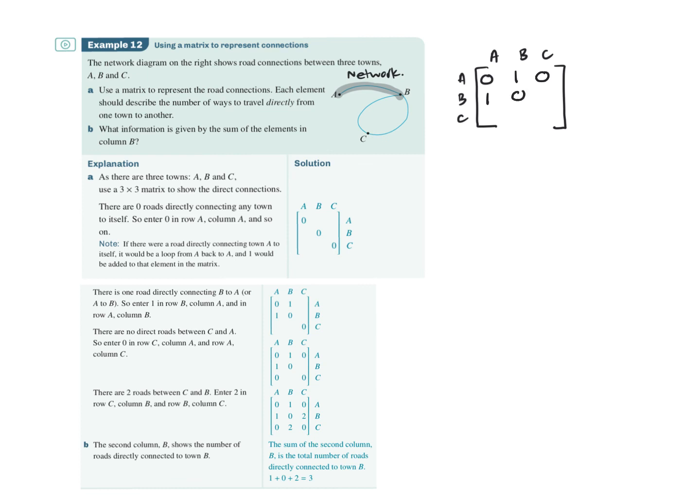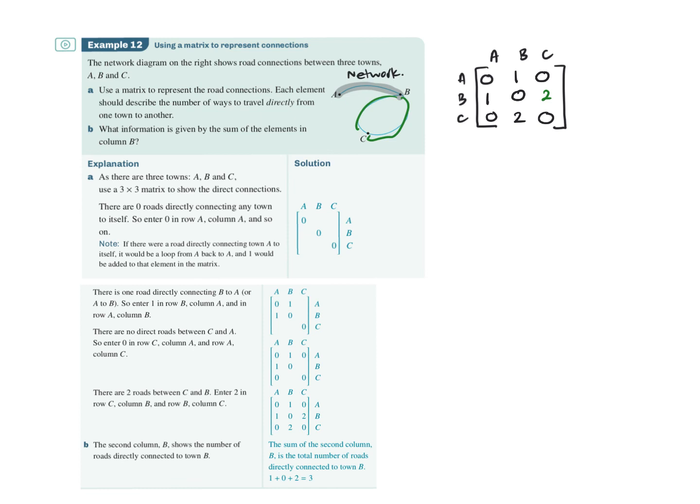Now B to B didn't have any paths. Now, how many roads are there between B and C? We've got 1 and we've got 2. So that's why that one's a 2. And you can keep going. So there's none between A and C. C and B, there's 2, so you'll see another 2 there. And C to C has 0. So that's what you're doing to set this up.